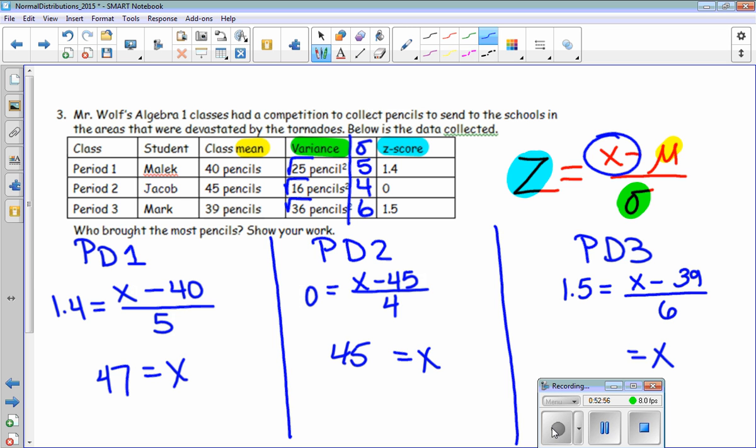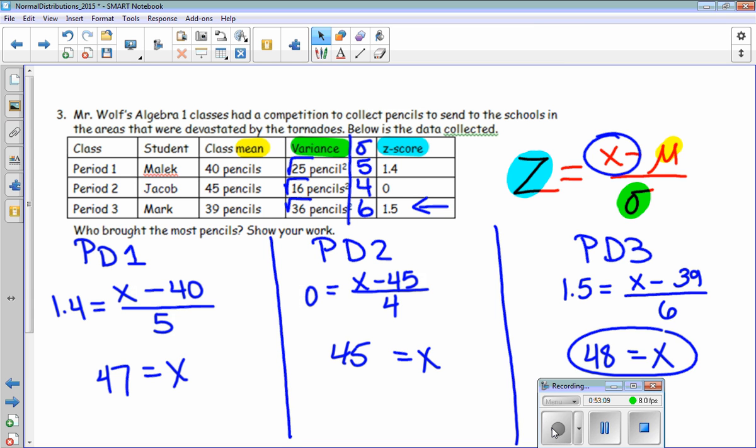And then this one, what'd you get? 48. Okay? So this period had the most, and that makes kind of sense, doesn't it? Because they have the higher z-score. So we knew that they were going to sell the most anyway. But that's how many they did. I'm sorry? Okay, that's good.